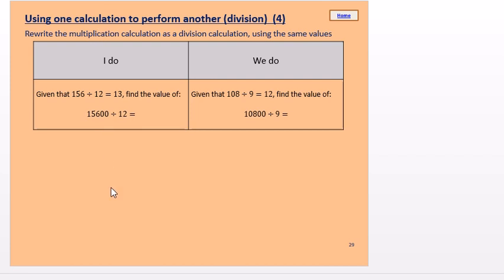Okay, so did anyone spot my mistake on the I do? So 156 and 15,600. Now 156, compare that to 15,600. Some of you may notice that I said that was 1,000 times bigger. What I meant to say is that is 100 times bigger. So our answer to this one should be 100 times bigger than 13. So it should be 1,300. Well done if anyone spotted my mistake. I'll have to give you an achievement point.